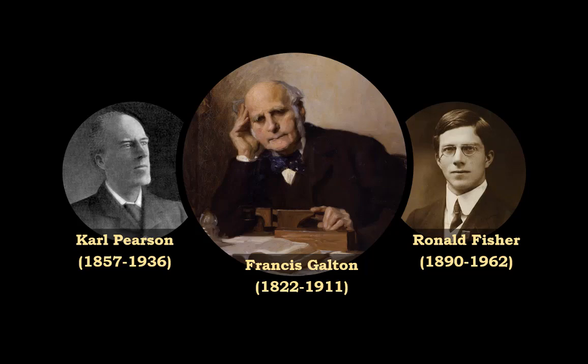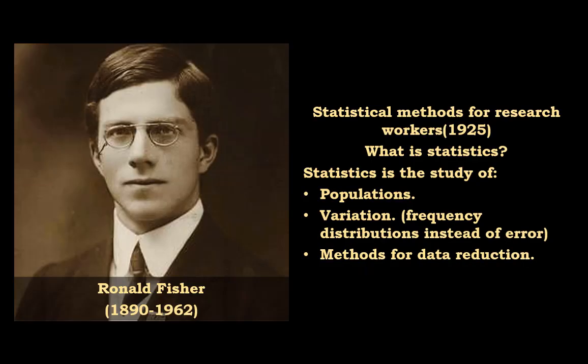And we are going to see how he developed statistical significance and, in general, what was his contribution to statistics. So let's start with his book published in 1925, Statistical Methods for Research Workers. In that book, he defines what statistics is. And he indicated that the topics of statistics, the areas of statistics are three. One is the study of populations. Second, the study of variation. And the third is methods for data reduction.